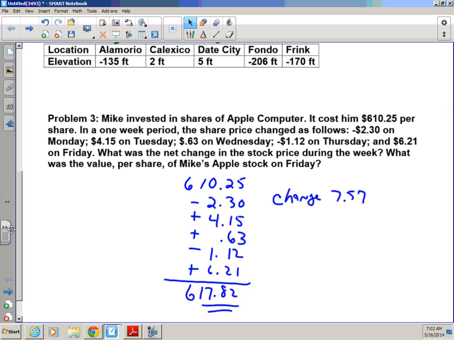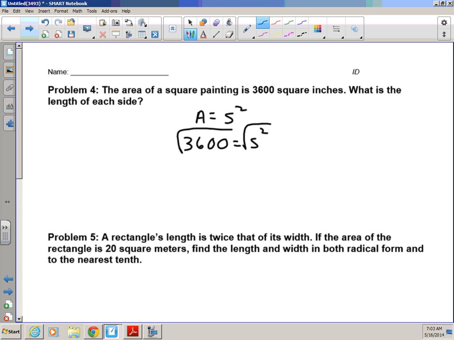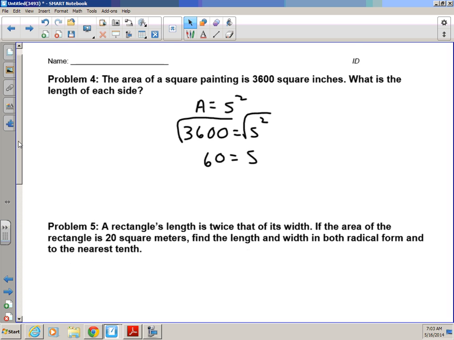Okay, now we're going to get to a couple of problems that involve solving some equations. The area of a square is 3,600 square inches. What is the length of each side? Well, you should know that the area of a square is side squared. So if the area is 3,600, that is equal to side squared. So how do I find what each side is? I take the square root. The square root of 3,600 is 60. Okay? Now, let's expand on that problem.